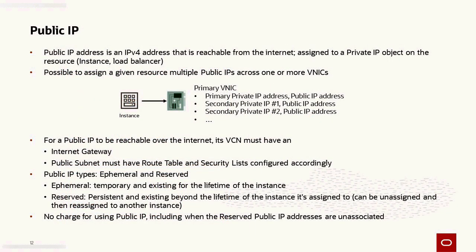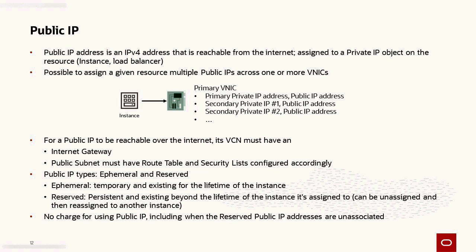A public IP address is an IPv4 address that's reachable from the internet. These IPs can be assigned to OCI resources deployed in a public subnet, such as instances, load balancers, and network load balancers. For a public IP to be reachable over the internet, its VCN must have an internet gateway along with the route tables and security rules configured accordingly. Each VNIC can have up to 32 secondary IPs, and each can be associated with a public IP.